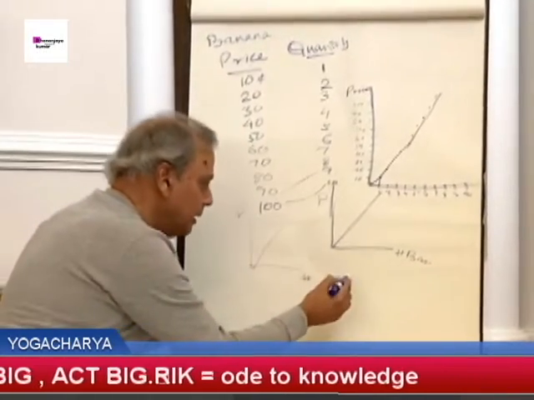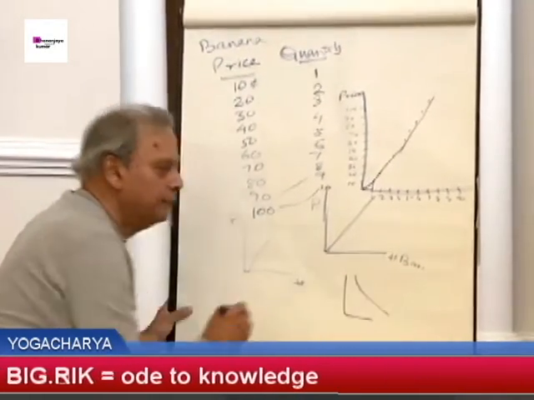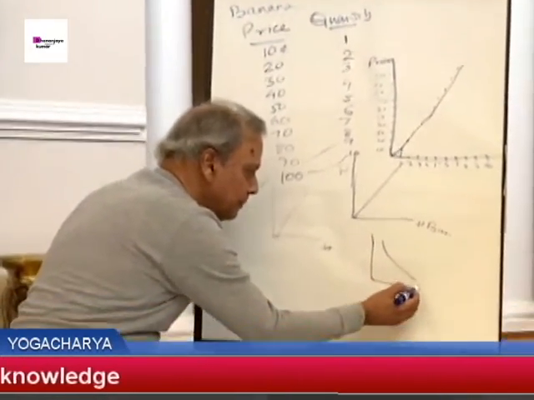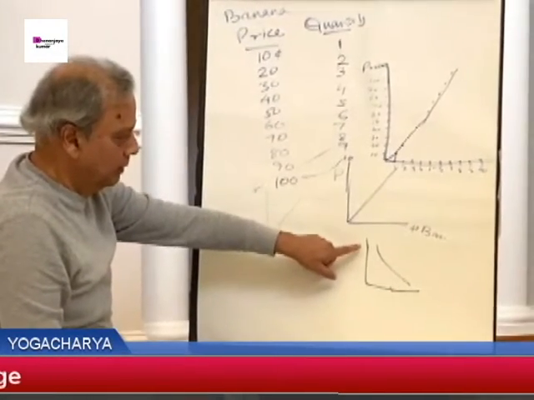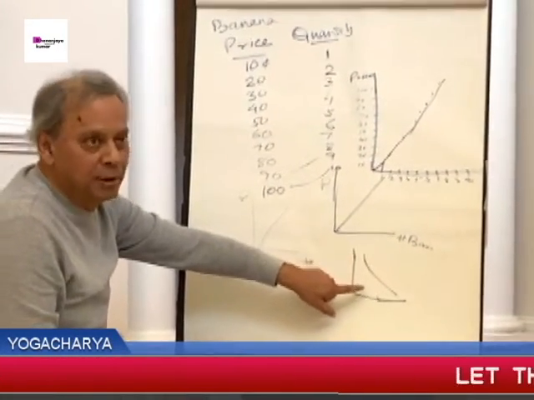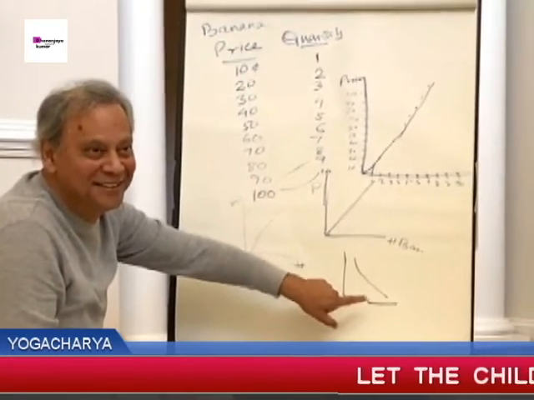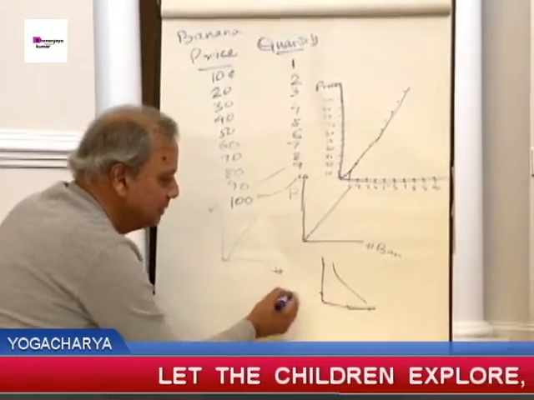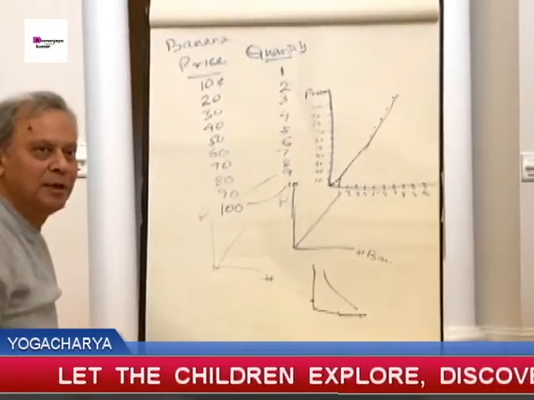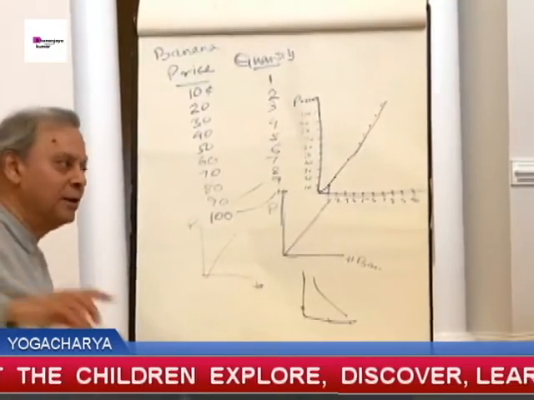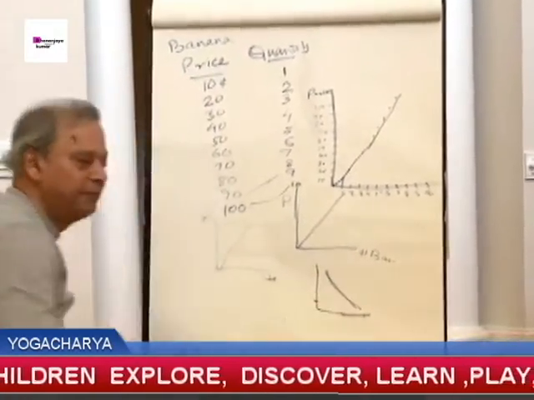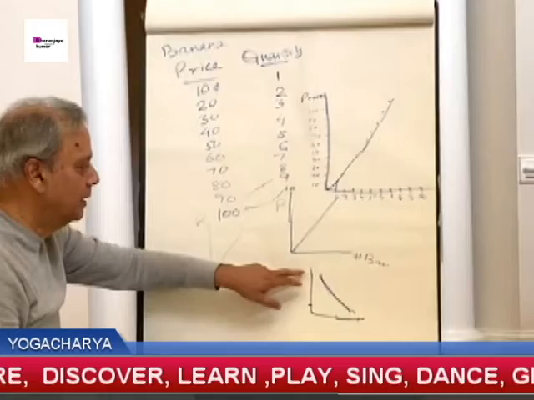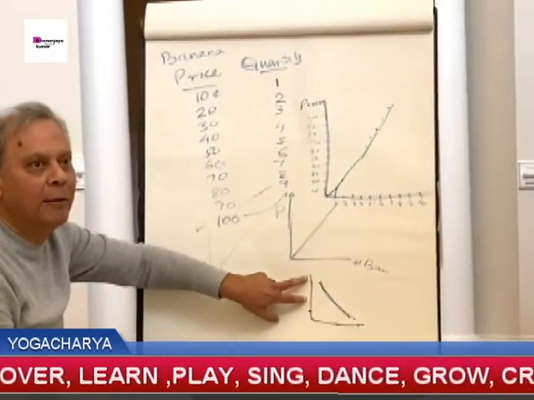There can be a shape like this, which means more bananas for less price. Right? You get 10 bananas for 10 cents. Which means it keeps going down when you increase the number. So this is called a negative slope. This is a negative slope, which means these things move in opposite direction.